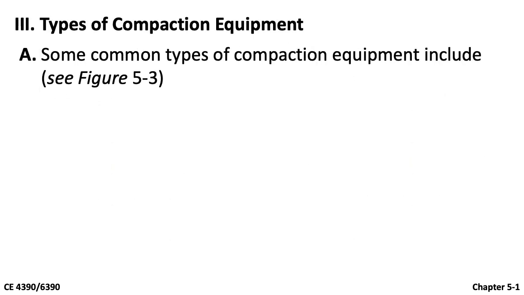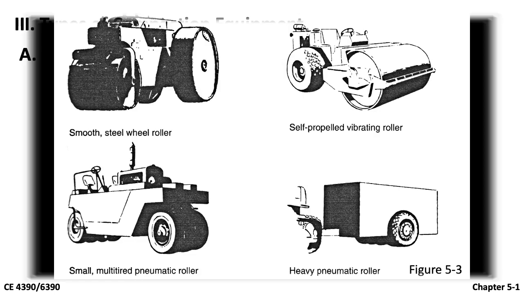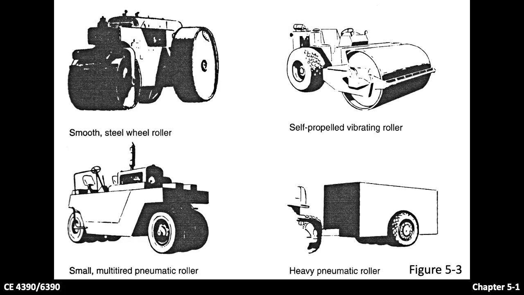Section 3, Types of Compaction Equipment. You can see some common types of compaction equipment in Figure 5.3 of your textbook. This is a snapshot of Figure 5.3. It lists common types of compaction equipment. The top left is a smooth steel wheel roller. The top right is a self-propelled vibrating roller. We can also use multi-tired pneumatic rollers or heavy pneumatic rollers, as shown in the bottom.